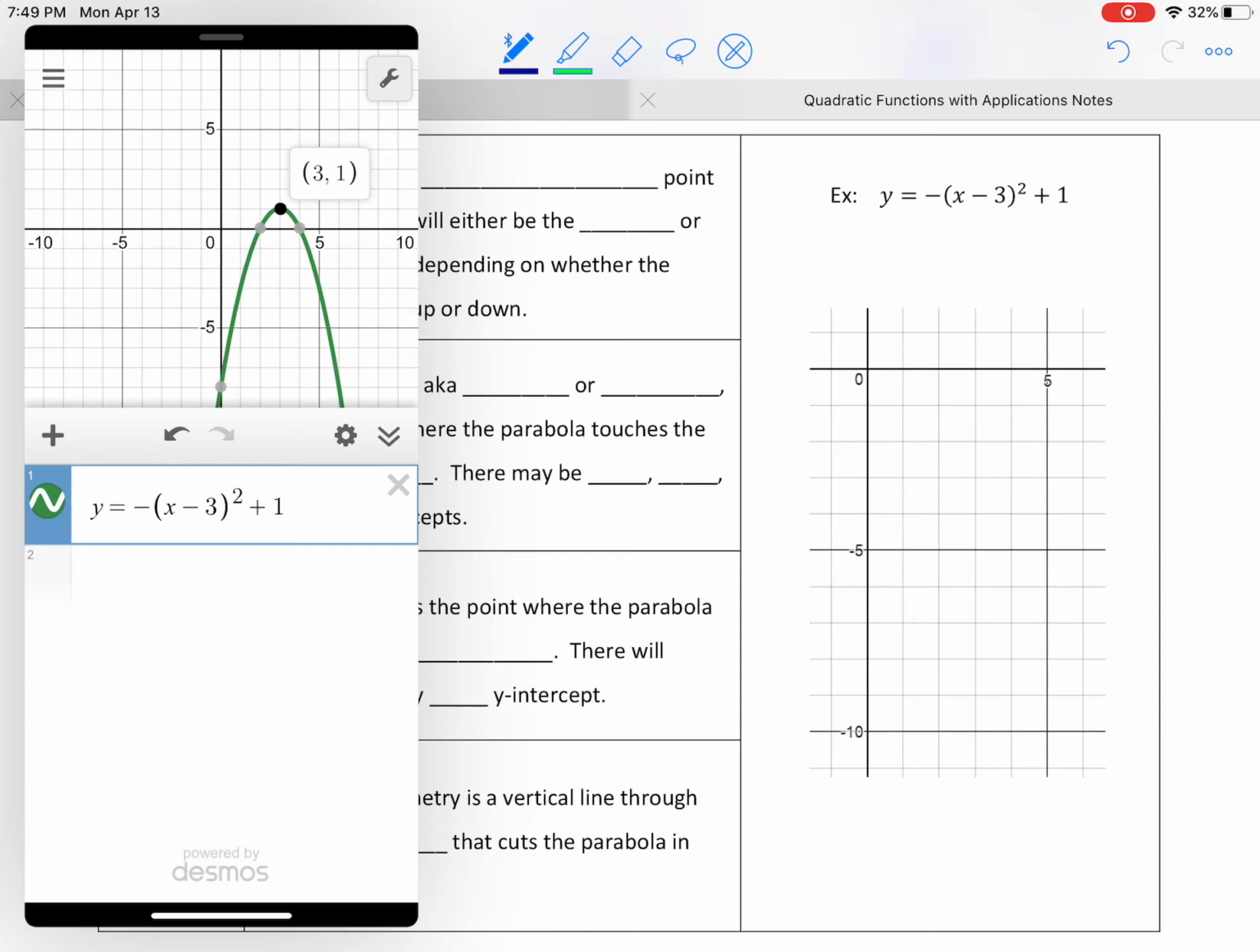So if I'm going to make this graph, we've got a point at (3, 1). We've got a point here at (2, 0). We've got a point here at (4, 0). And this is probably going to get confusing, so let me get rid of this. And then, let's see, we've got another good point here at (0, -8).